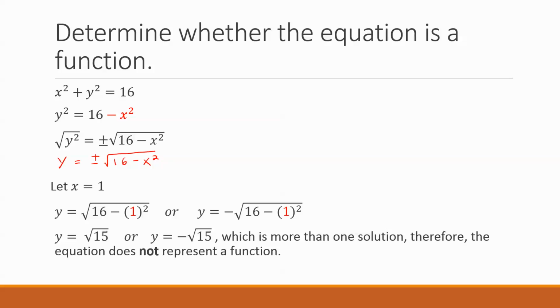As a matter of fact, if you were to graph this, I know this is not going to be a perfect circle, but you would see that this equation represents a circle, and if you remember the vertical line test says that if you draw a vertical line through the graph and it touches more than one point on that graph, then it's not a function. So there you can see that this equation does not represent a function.